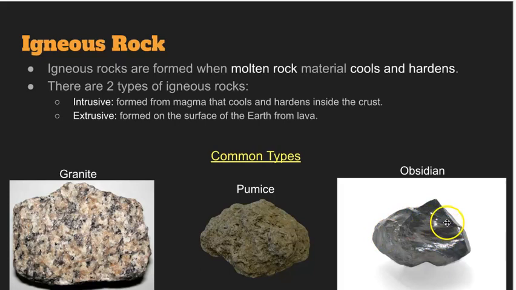It is usually black or maybe black with red flecks. It's usually sharp. It's usually sort of glassy and smooth. We also have pumice rock, which is very, very lightweight. You can tell it once upon a time was full of air bubbles.